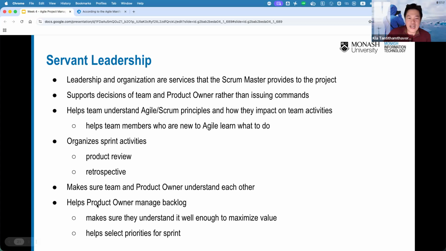Okay, so basically they help the product owner manage the backlog. All right, make sure that they understand it well enough to maximize the values, and also help select the priorities for the sprint as well.